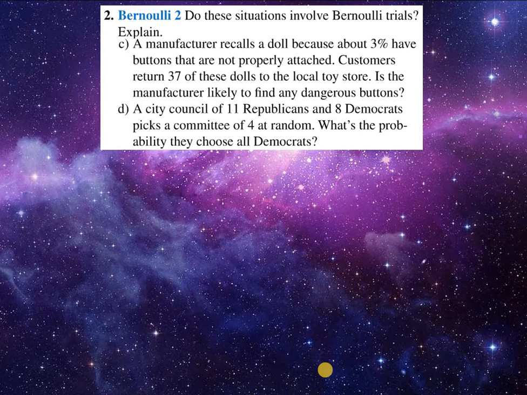Well, it's not about what's good or bad. What's the condition that we're talking about here? Dangerous or safe? Recall or not recall? So it says, is the manufacturer likely to find any dangerous buttons? So that's what you're looking for. Okay, so we do have the binary option here, success or failure. What's the main question here? Independence. Those of you who said yes, why did you say yes?